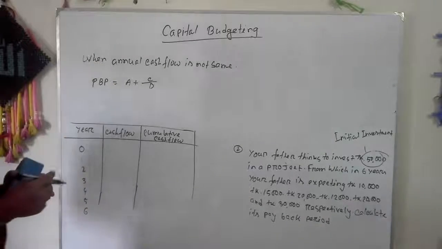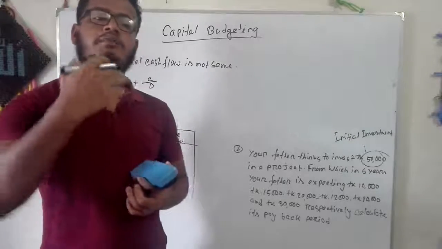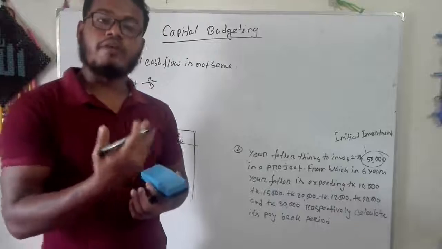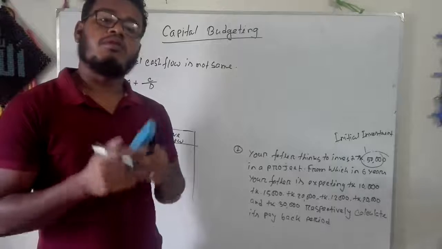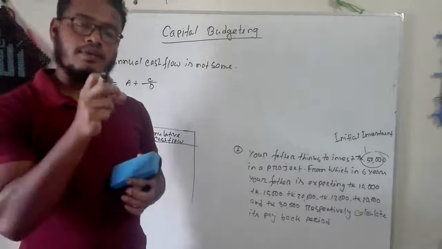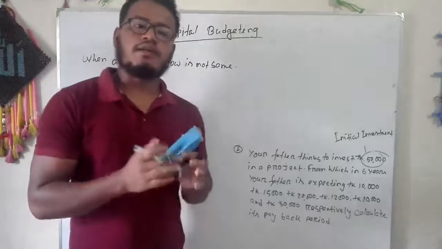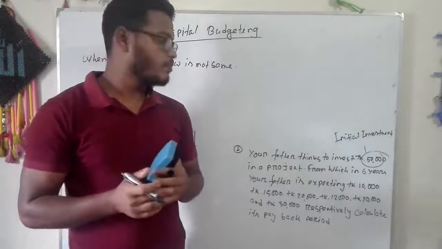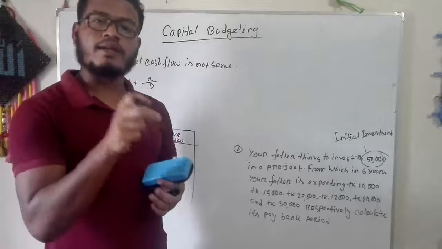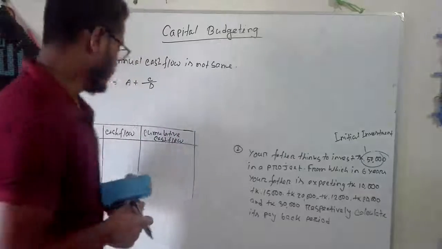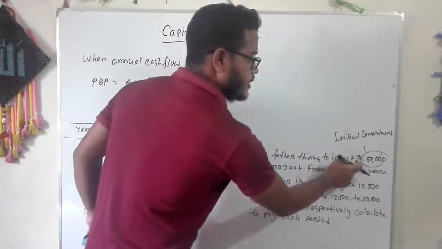In year 0, when I invest in any project, money does not come in as inflow, it is an outflow. That's why we write the initial investment as a minus figure, because it's not money coming back, it's money provided, or money outflow. That's why we use minus figures in year 0, when I invest in a project.